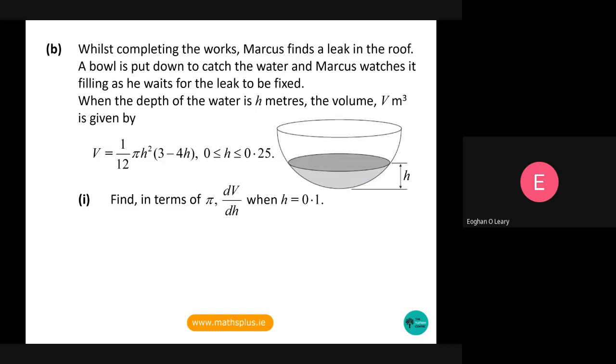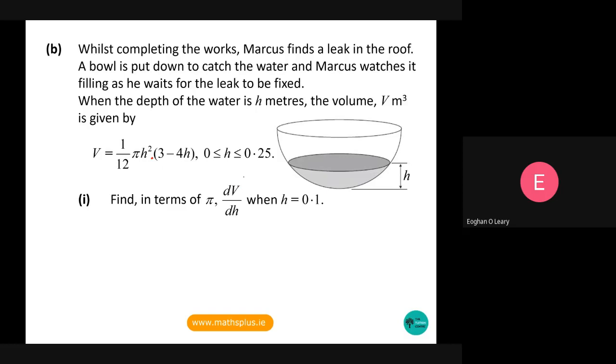A bowl is put down to catch the water, so Marcus has found a leak, and Marcus watches it filling as he waits for the leak to be fixed. The depth of the water is h meters, the volume is V meters cubed, and it's given by this: V equals 1/12 pi h squared times (3 minus 4h). And we can see the domain for h is 0 less than or equal to h less than or equal to 0.25. Find, in terms of pi, dV/dh.